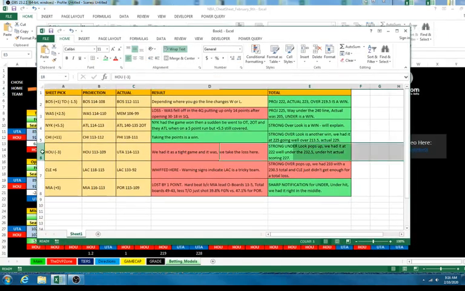And then when you come down here and look at this, the strong under popped up. We had it at 222. Well under, it finished at 227, so we got a win with the under there.